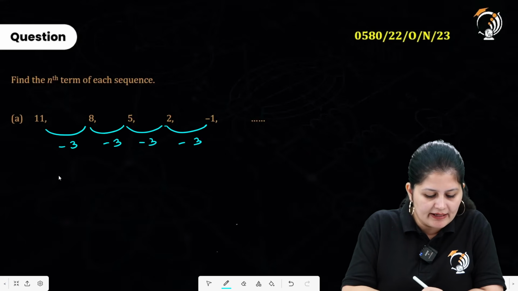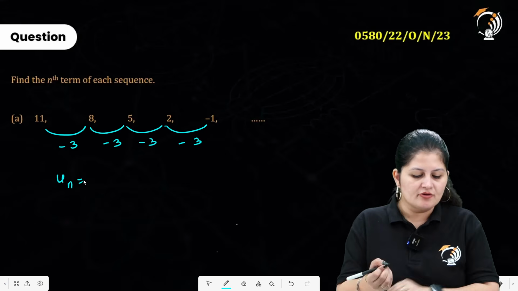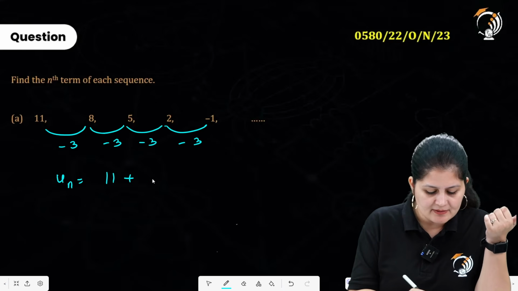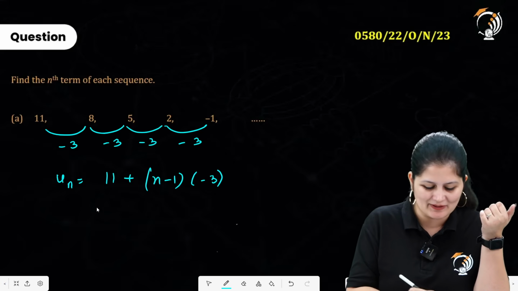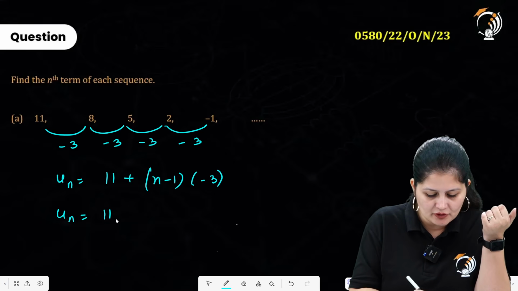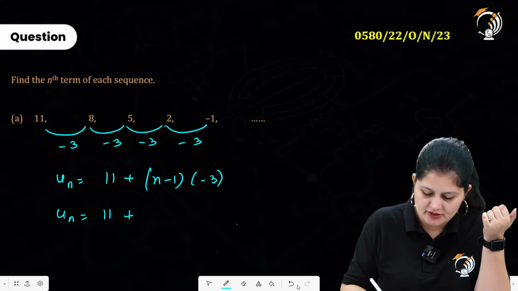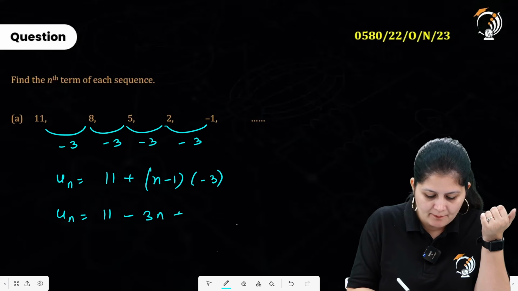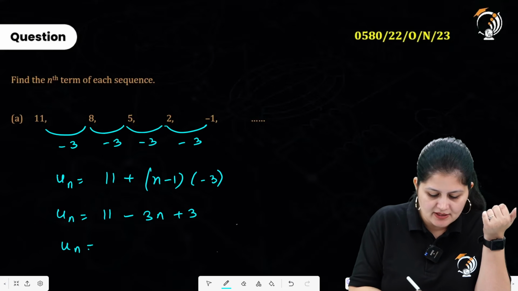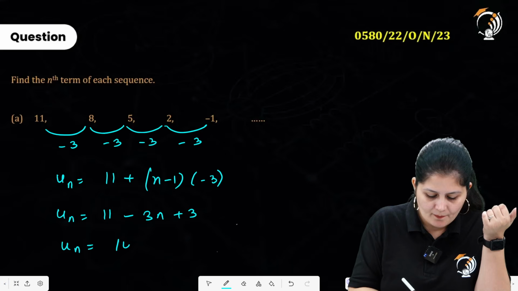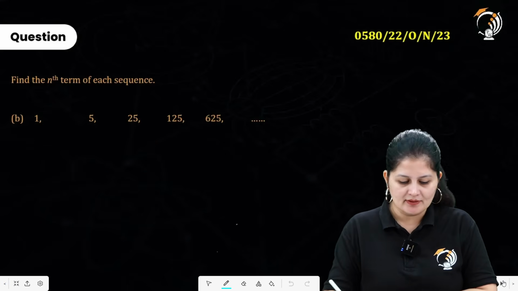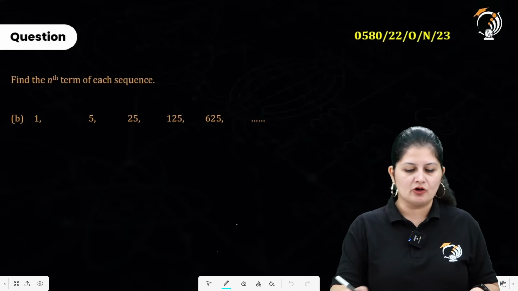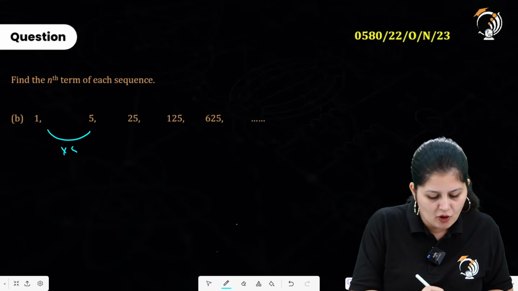So, in order to get the nth term here, that is going to be the first term, which is 11, plus n minus 1 multiplied with the common difference, which is -3 here. So, un will be equal to 11 plus, sorry, there's going to be a minus now, minus 3n plus 3. So, we will be getting the nth term of this as nothing but 14 minus 3n. Clear?